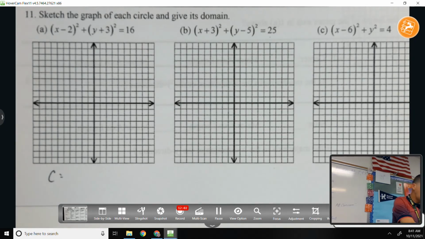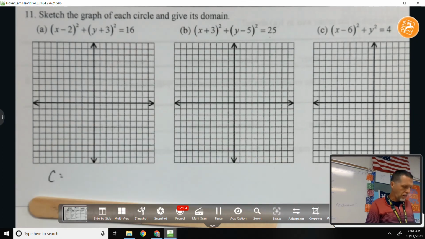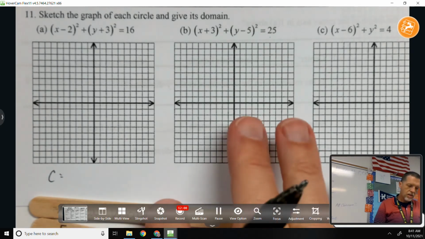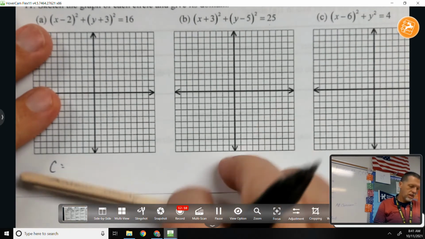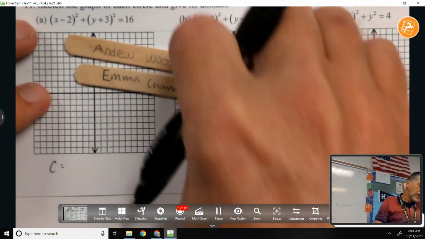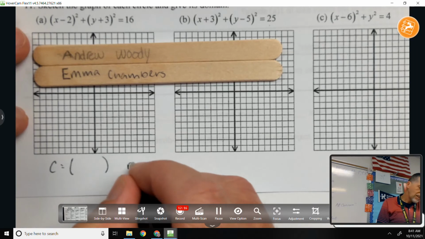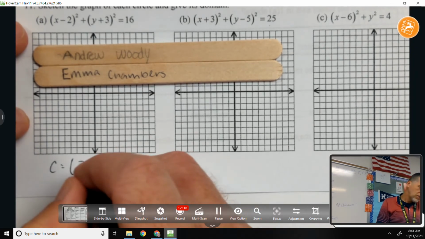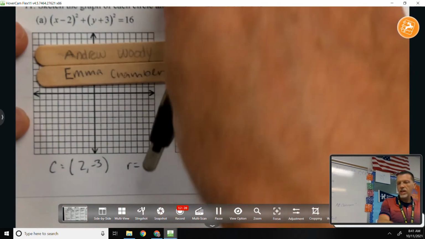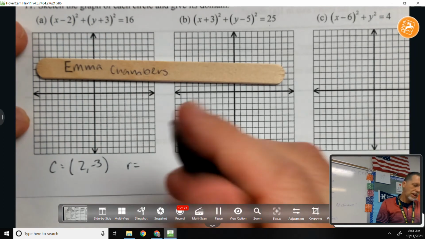Let's see. I can get some more picking on people here. Andrew, how about this one's nice. It's already in the right format. What's the center of that circle? 2, -3. And Emma, what's the radius? 4.